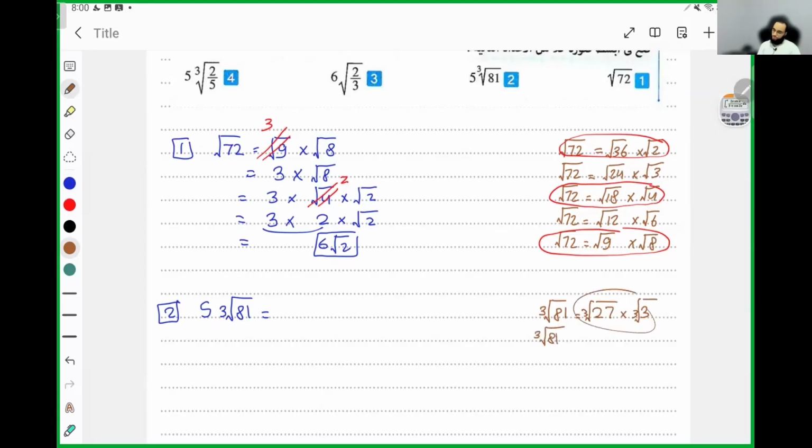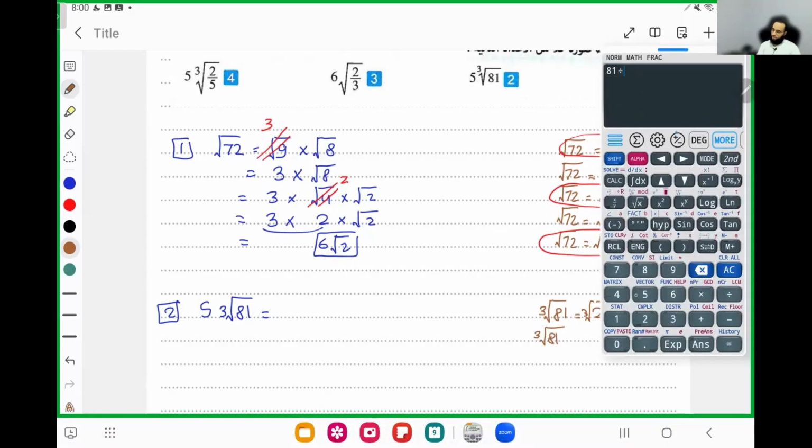So 3 times 27. Let's check 4. Does 81 divided by 4 work? No. What about 5? No. What about 6? No. What about 7? No. What about 8? No. What about 9? 9 times 9.